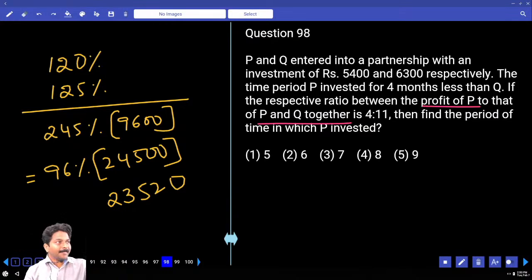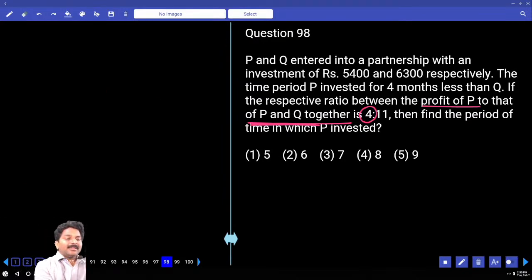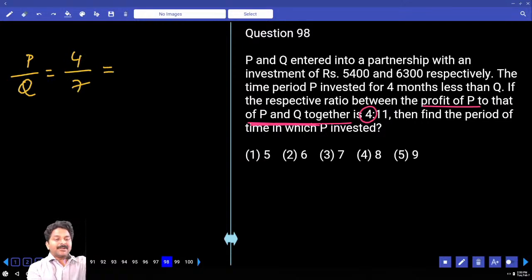profit of P and Q together is 4:11. So 11 parts is P and Q both together. Out of 11 parts, P's value is 4 parts. The remaining 7 goes to Q. That means profit of P to Q is 4 by 7. That must be equal to investment multiplied by time period.